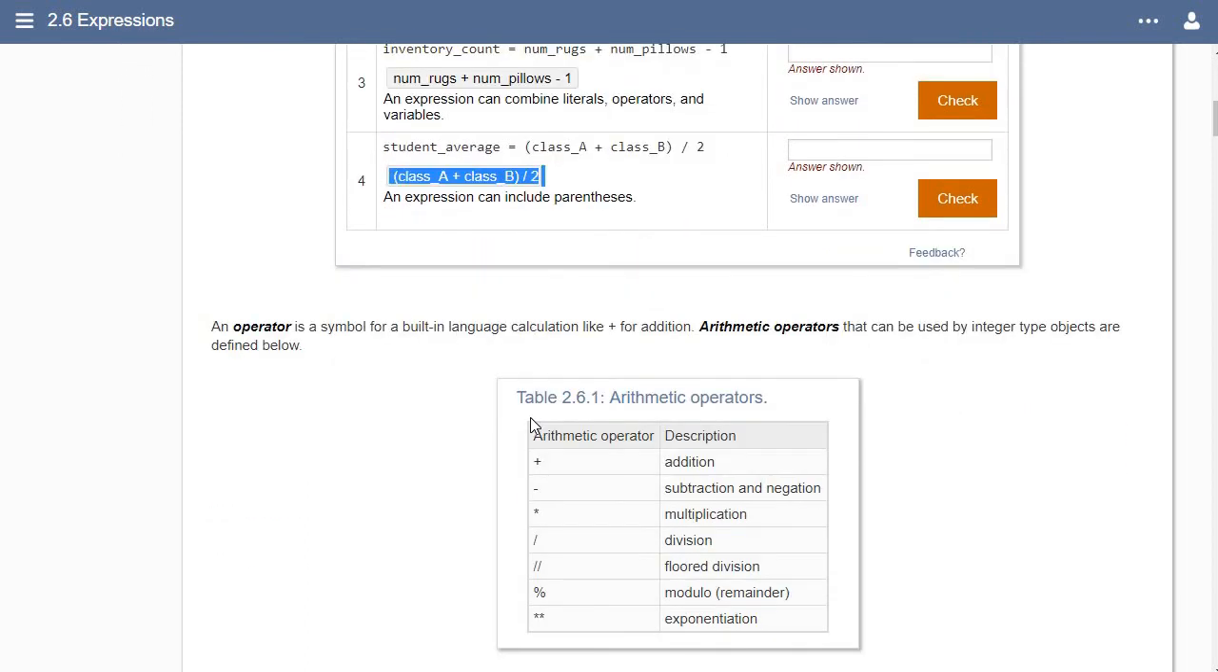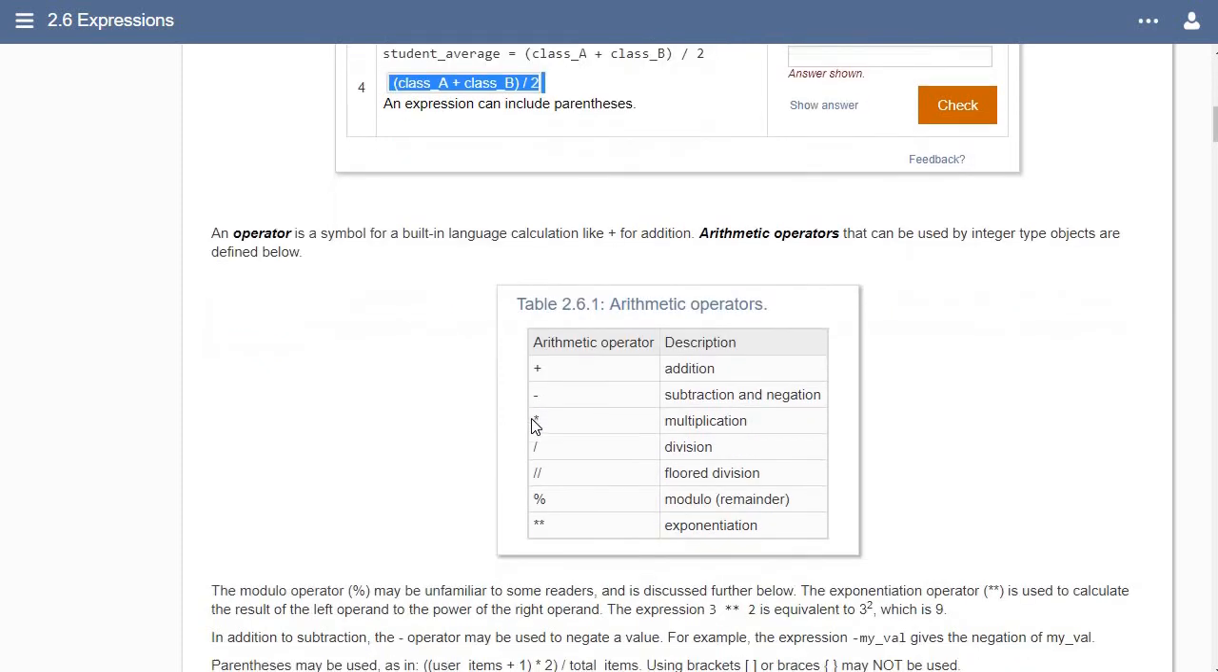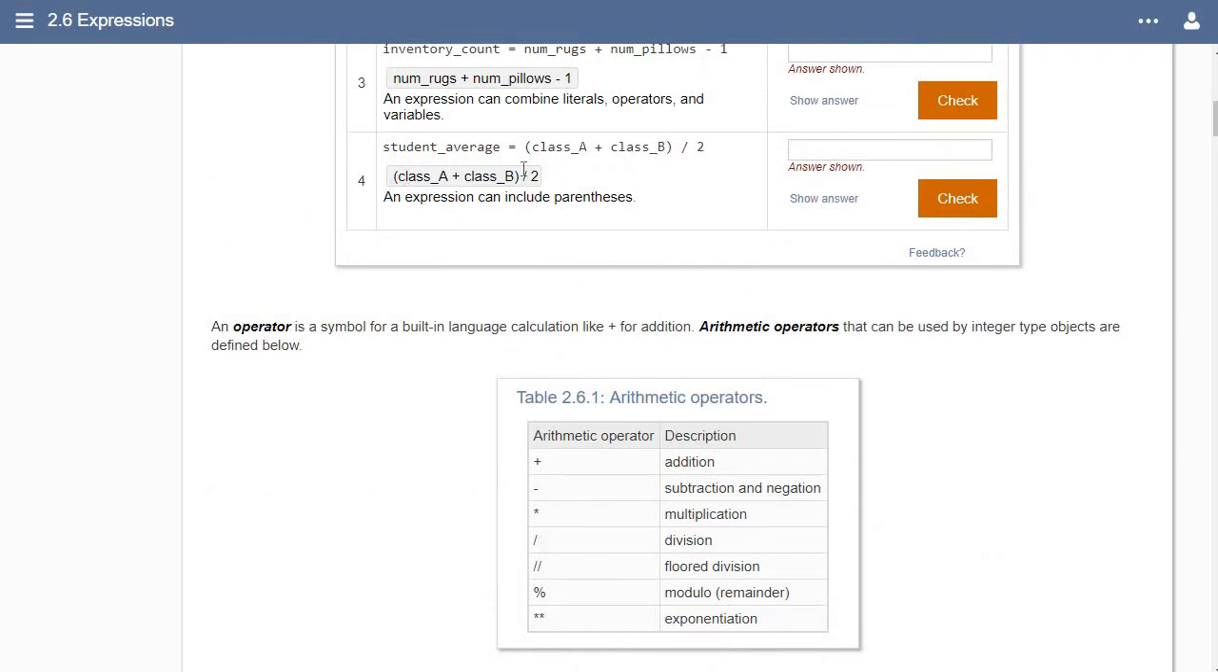Now, how we use expressions gets pretty interesting. We have a couple terms here. An operator is a symbol for a built-in language calculation, like the plus sign. So these are arithmetic operators, and we use them in our expressions. Like you see here, we had in parentheses class A plus class B, and then outside the parentheses divided by 2.